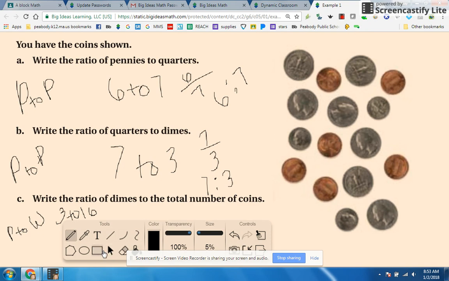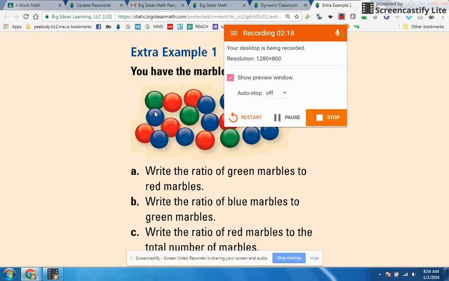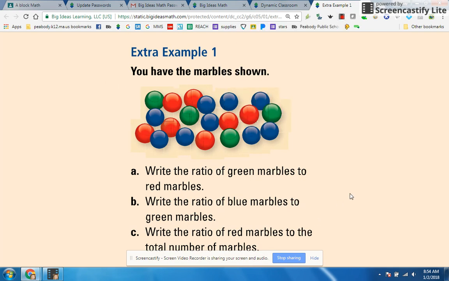Okay, so let me give you guys one to try. You're going to do pretty much the same exact thing, just using marbles instead of pennies. So do all 3 parts: write the ratio of green marbles to red marbles, the ratio of blue marbles to green marbles, the ratio of red marbles to the total number of marbles. Make sure if it says green first, the number of green has to go first. Try writing it all 3 ways: fraction bar, colon, word "to", and also tell me whether it's part to part or part to whole. So do this on your notes.